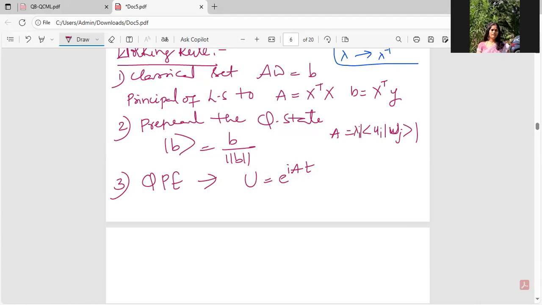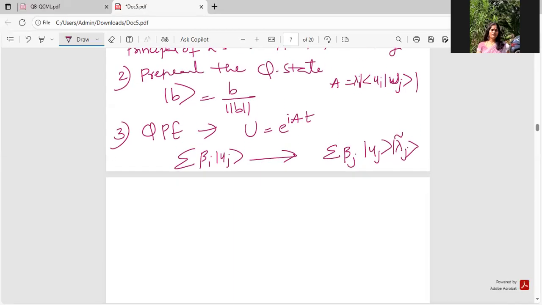Now, coming to quantum phase estimation, it maps each eigencomponent to lambda j tilde in the ancilla register. As we have discussed in the previous videos, ancilla is like temp: the ancilla register is a temporary storage for different things. What exactly happens is the eigenstate decomposition of B becomes the sum of beta j times lambda j tilde. Anyways, I will do a numerical problem to make you understand this.